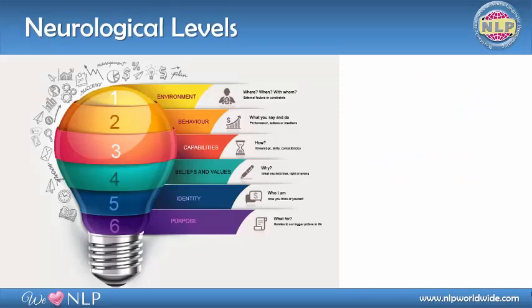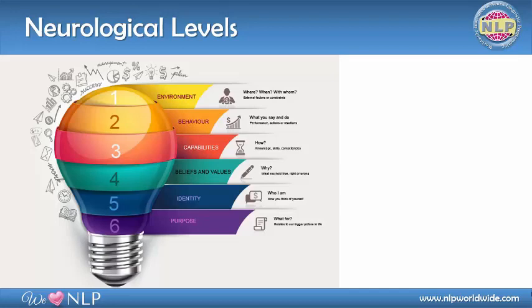Today, I want to introduce you to the neurological levels, which were originally logical levels developed by Gregory Bateson. Gregory Bateson looked at people and development and culture, saying that everyone has a different environment, different behaviors, different capabilities, and beliefs and values that make up who they are and make up their evolution of life.